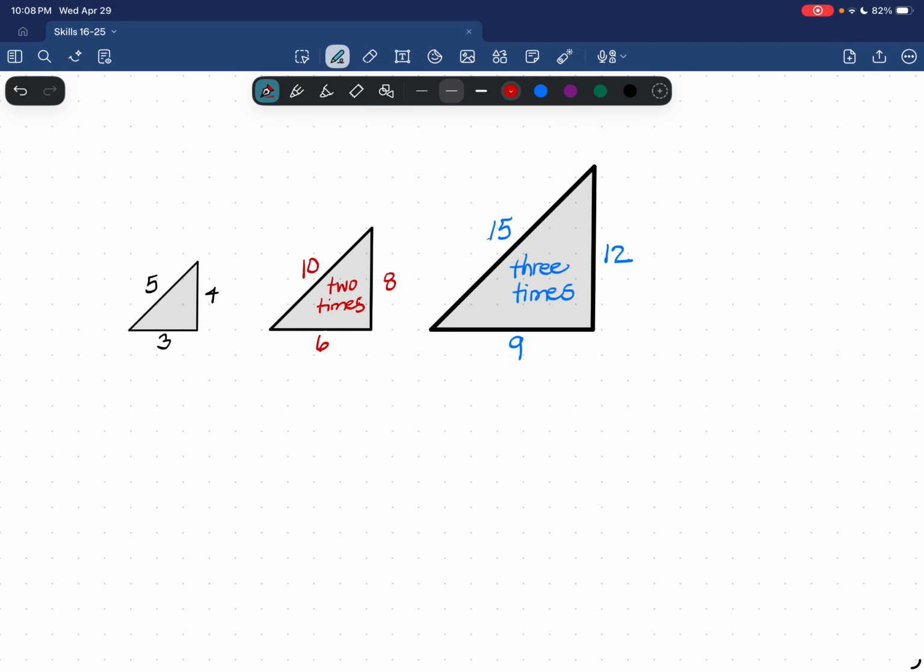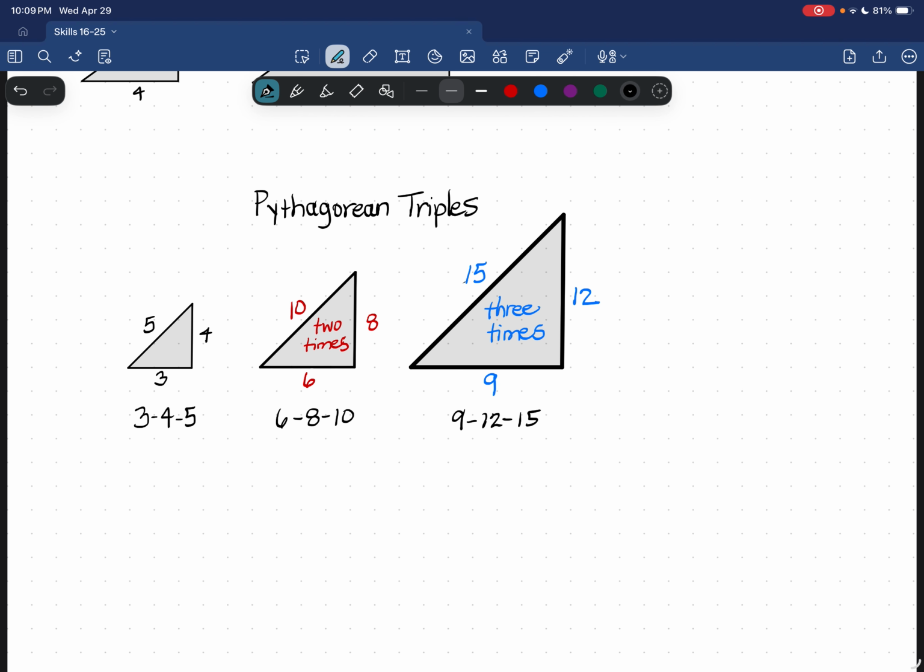My point here, you cannot just pick 3 numbers at random and make them fit this relationship. These are called Pythagorean triples. And I know I'm on a tangent here, but this is important. So 3, 4, 5, 6, 8, 10, 9, 12, 15. Those are Pythagorean triples.